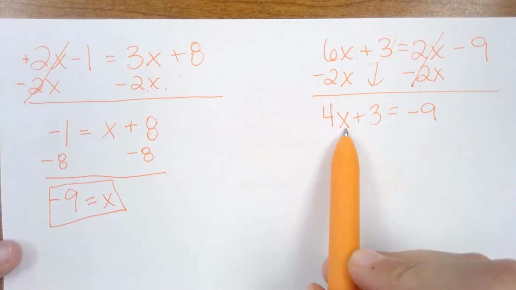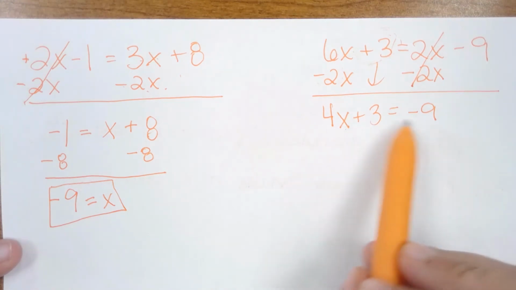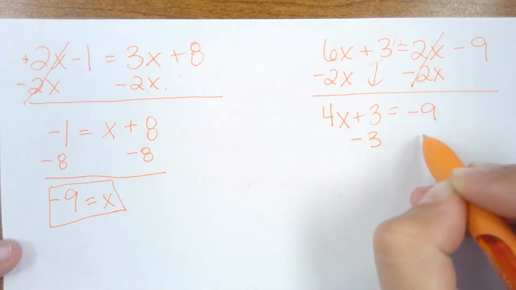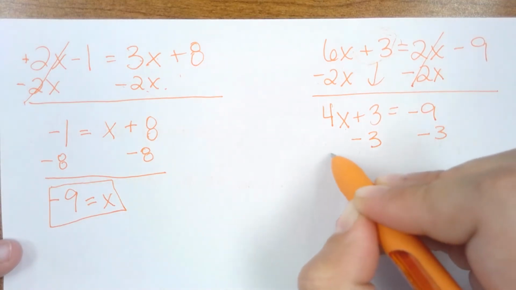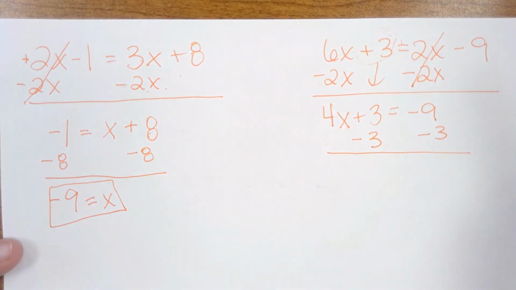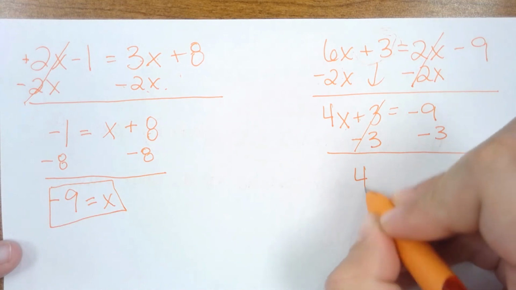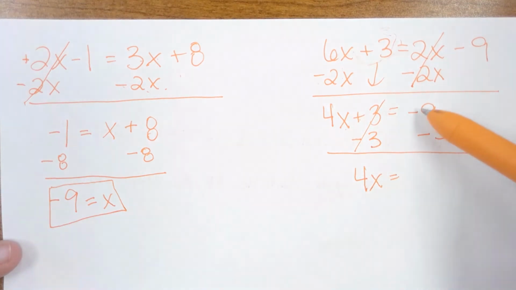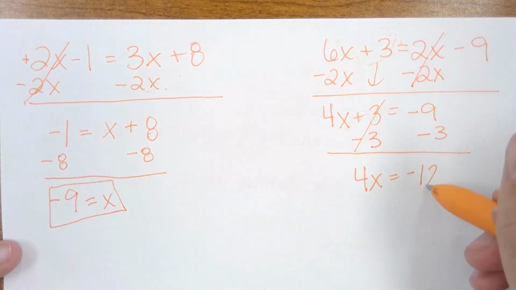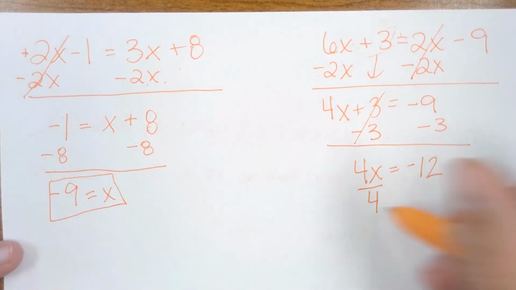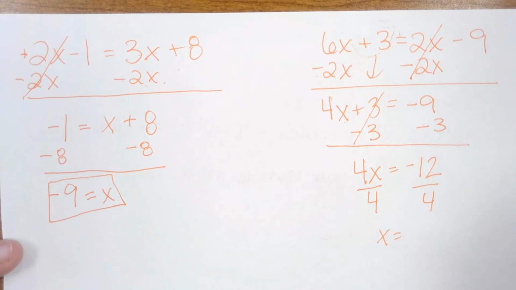I still need to get x by itself, and this is just a basic two-step equation. So I'm going to move this +3, and to move it, I'm going to use its inverse operation, which is subtracting 3. So my +3 minus 3 will cancel. I'm left with 4x equals, and then a -9 minus 3 is a -12. And then our last step to get x by itself is to divide by that 4 on both sides. So -12 divided by 4 is -3.